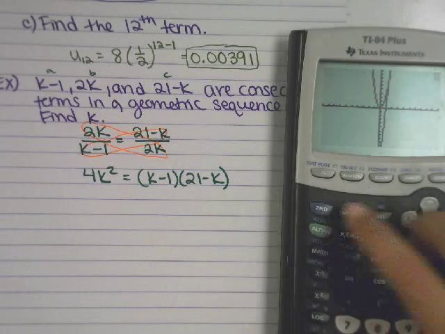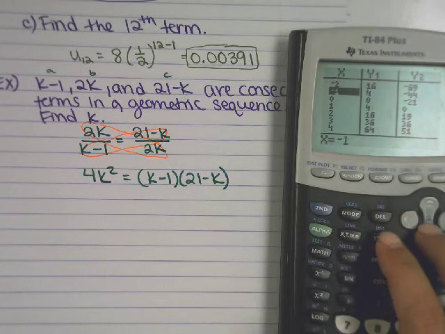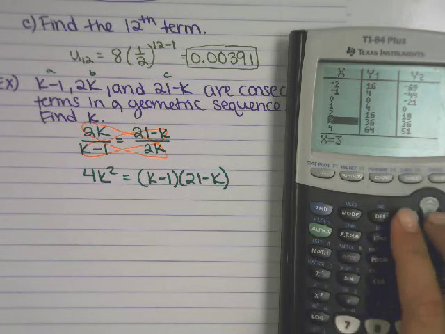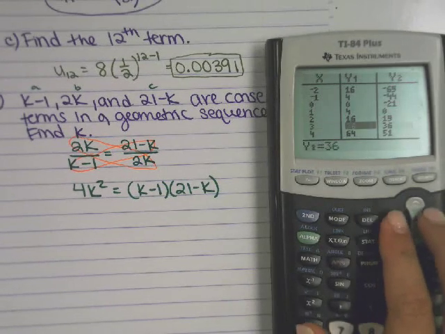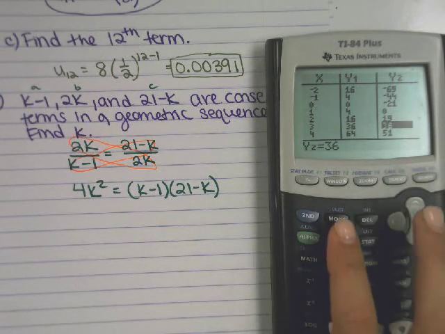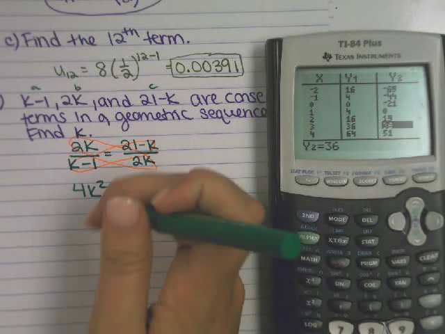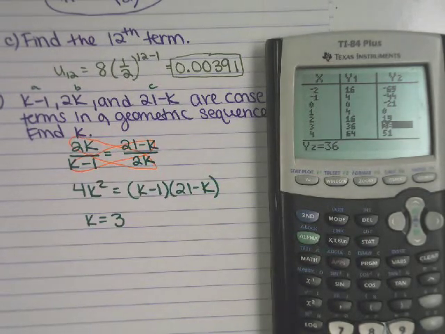We can always go to our table and see if anything shows up there. There's one. So they intersect at x equals 3 because my y value in both cases is 36. So that's at least one answer: k equals 3. I think there's going to be another one.